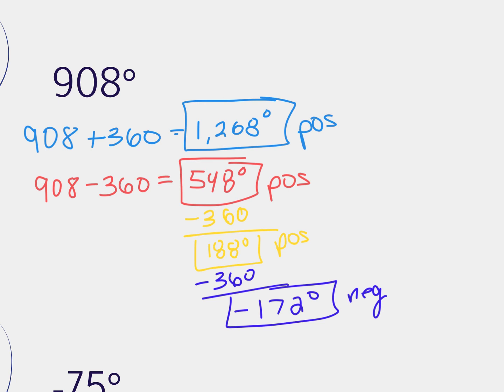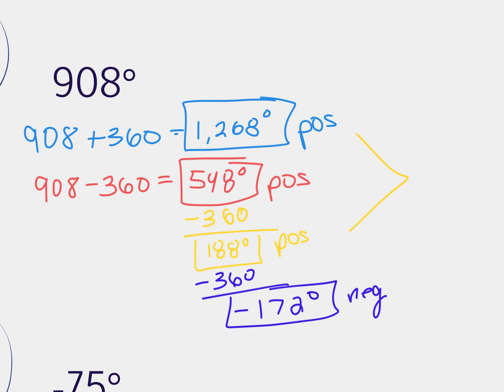Somebody last period said, could I just see that 908 is bigger than two circles and just subtract 720? Sure. 360 plus 360, 720. If you see it's bigger than three circles, then add three circles together and subtract. But you keep adding until you get a positive. You keep subtracting until you get a negative. So if you guys were given this question on a quiz, all three of these are correct answers for your positive coterminal.